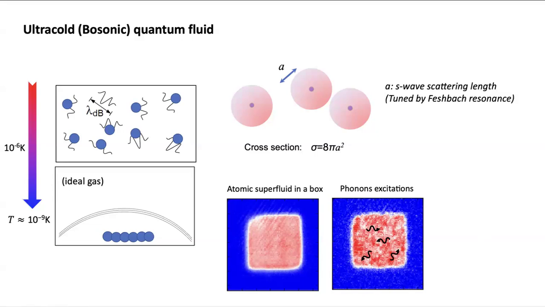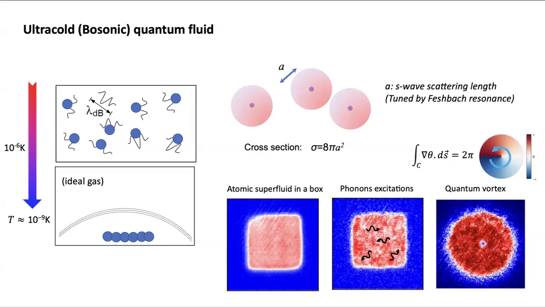I will come back to this phonon later. We could also put a single quantum vortex inside a superfluid. What you're seeing here is a circular superfluid, and we have a quantum vortex. A vortex basically means that the wave function has a 2-pi phase winding around the vortex core. Because you have a phase defect in the middle, it's necessary for the density to go to 0. That's why you do not observe density right in the middle of the quantum vortex.